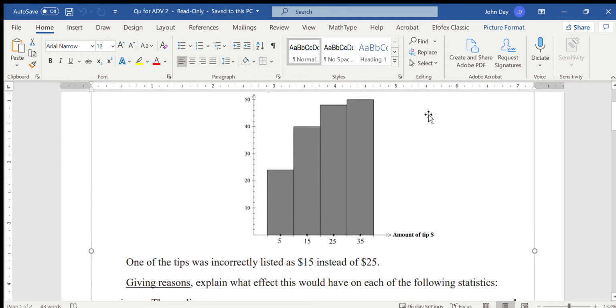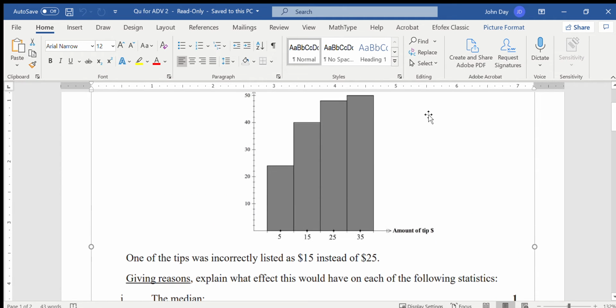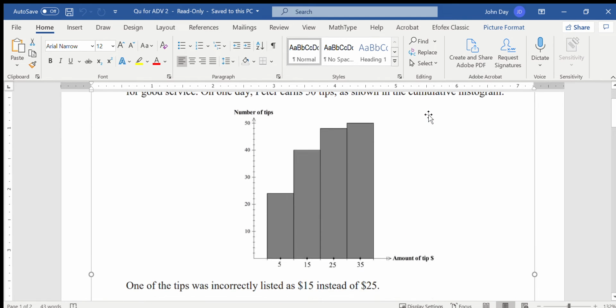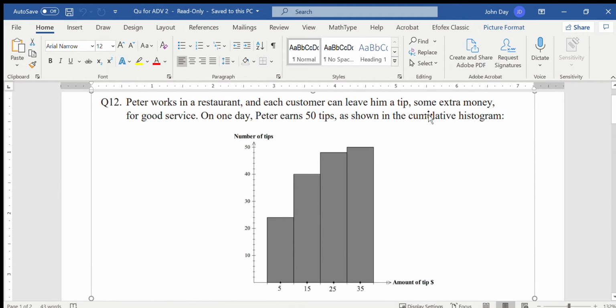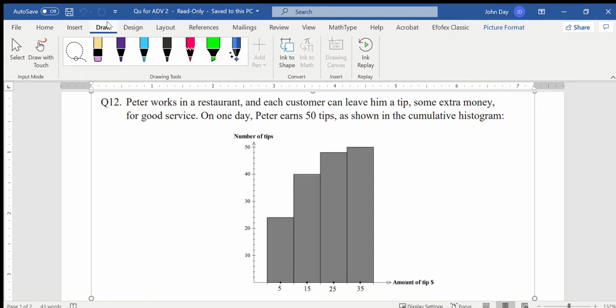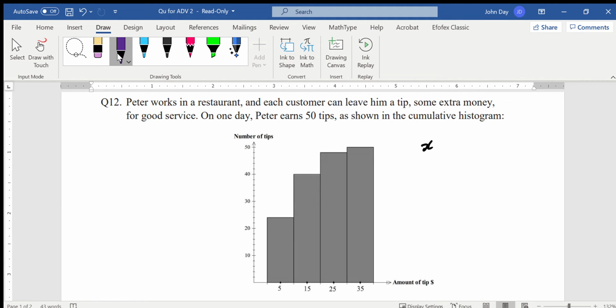Now there's 50 tips, and you could work out what the sum of the tips actually is by looking at the cumulative frequency graph and seeing what happened. So that's what I'm going to do. I'm going to sort that out. I'm going to go, well, there's your score, there's your frequency, there's your cumulative frequency.